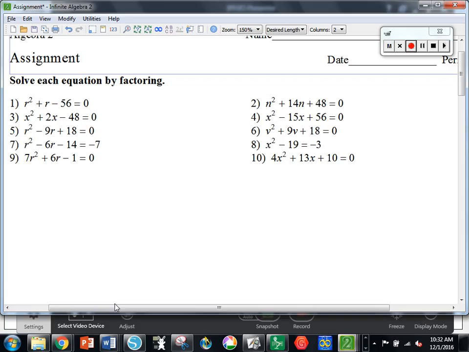Okay, those are your 10 questions. Notice the first 6 are nice and pretty. They're already ready. If you want to change them all to x's, you can. Notice 7 and 8, you have not equal to 0. You have to add it back over. And 9 and 10, you have a leading coefficient.